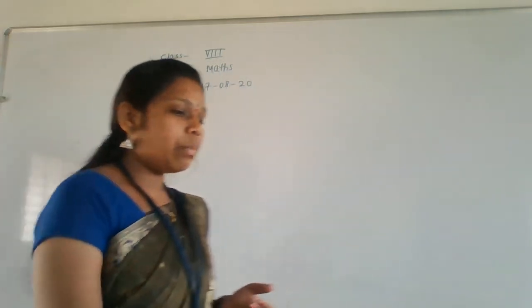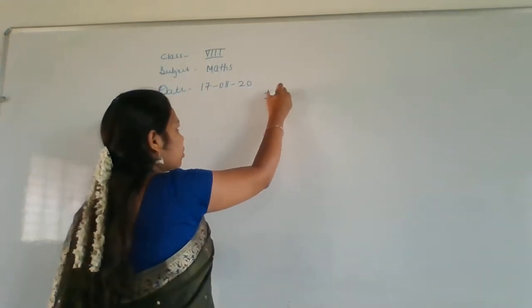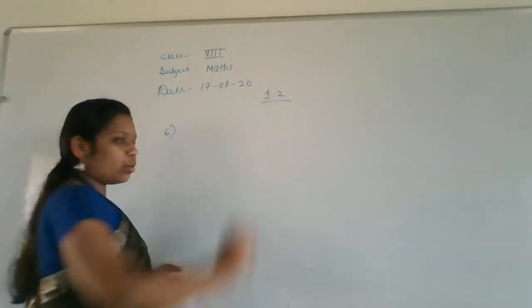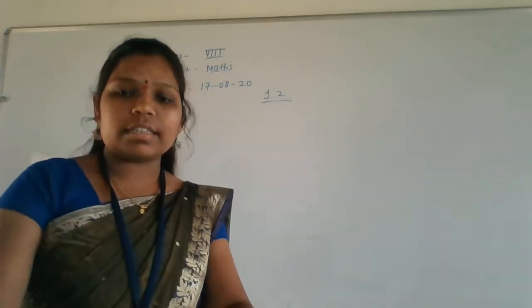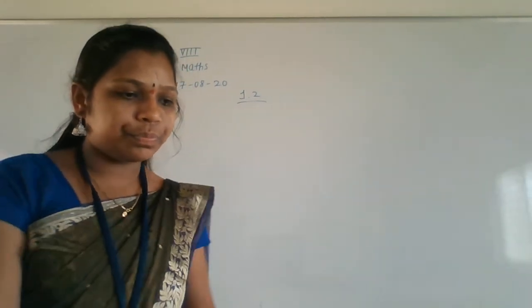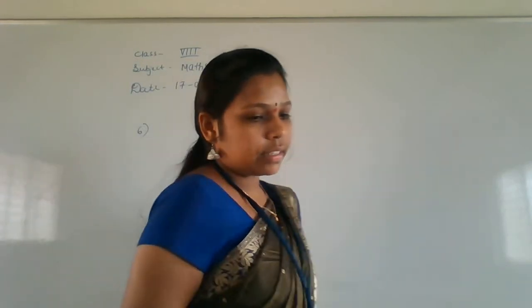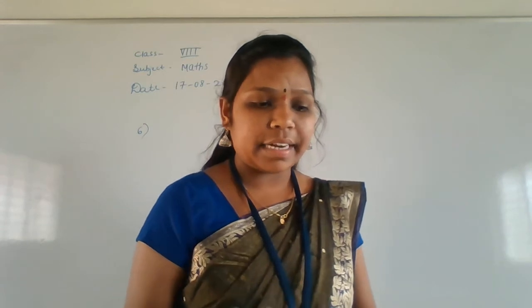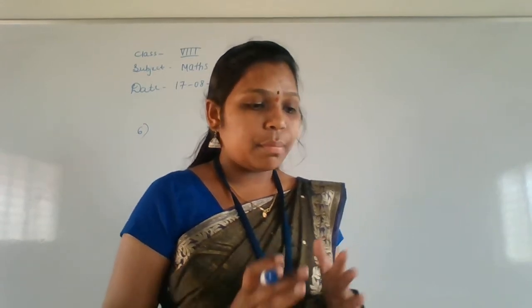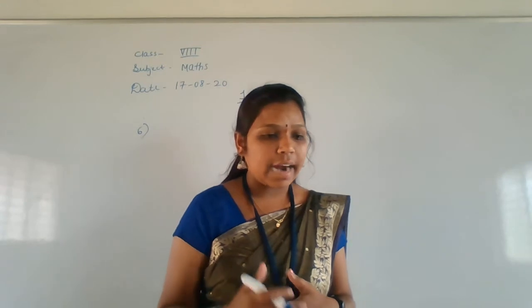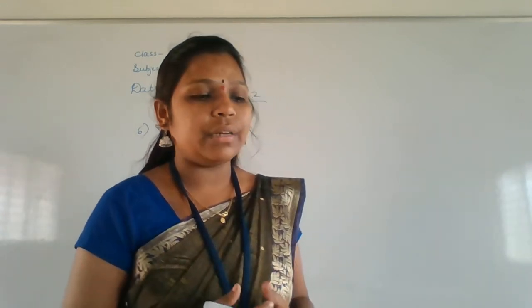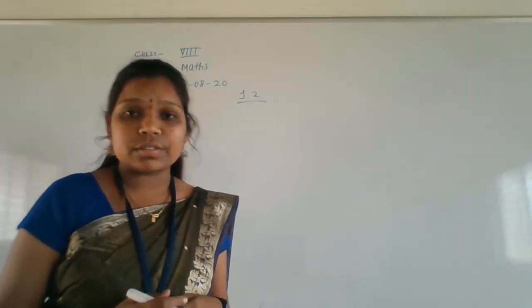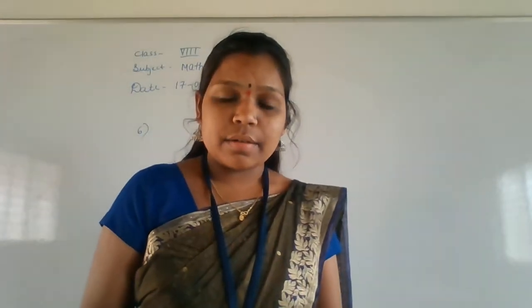Okay? So in 1.2, that is the sixth question. Today we'll solve the sixth question, see here. The sixth one is: add minus 2 by 5 and its multiplicative inverse. What is the multiplicative inverse of minus 2 by 5?